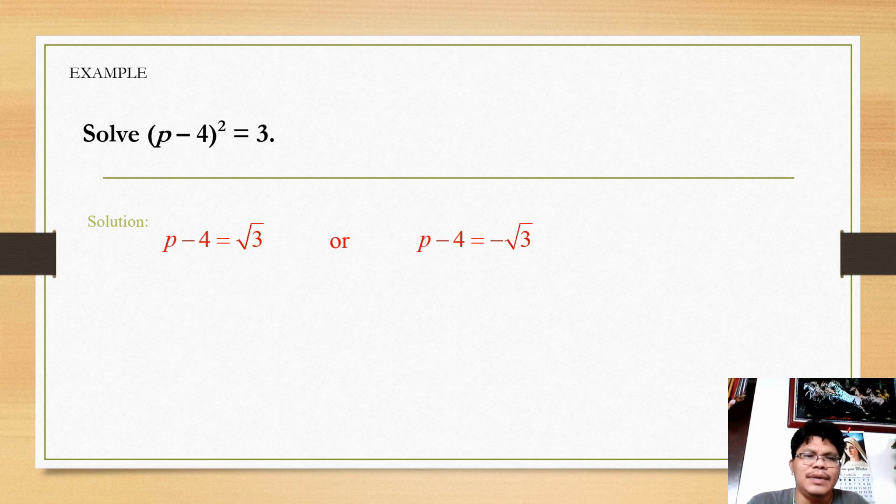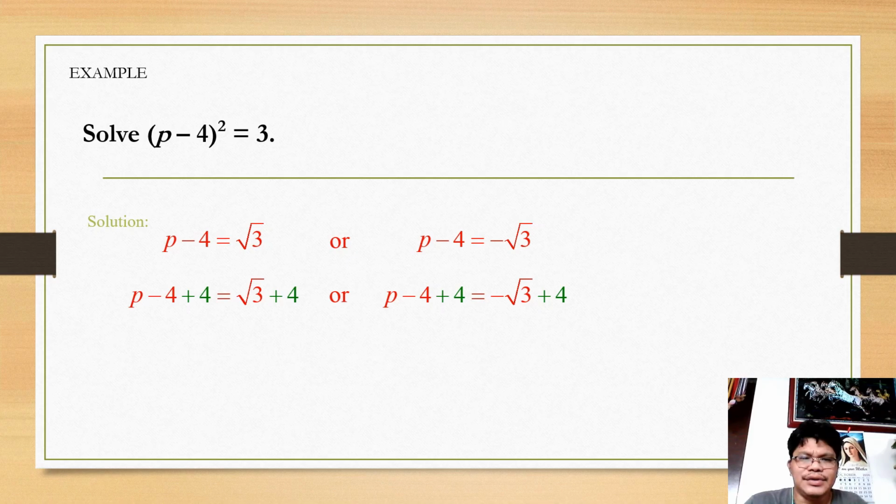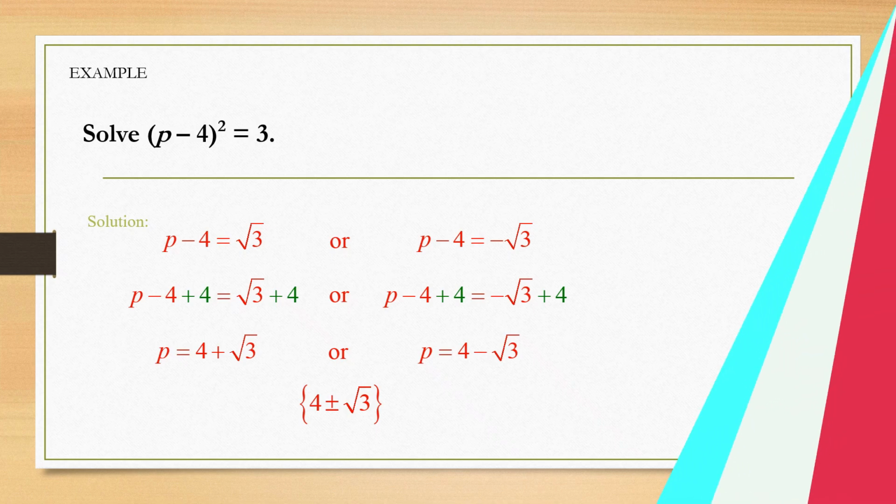We're going to apply the addition property of equality, add both sides by positive 4, so that we can remove negative 4, or simply transfer negative 4 to the right. So it becomes p equals 4 plus square root of 3, and the other one, p equals 4 minus square root of 3. So what is the solution of the problem? The solution is p equals 4 plus square root of 3, or p equals 4 minus square root of 3. So the solution is 4 plus and minus square root of 3.